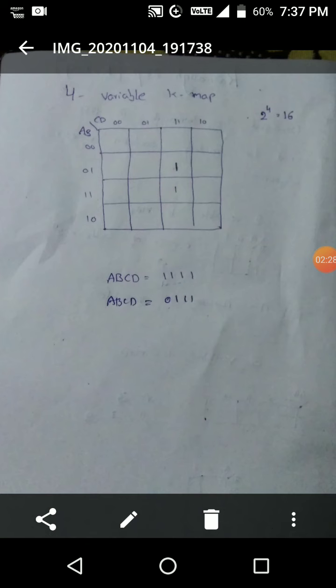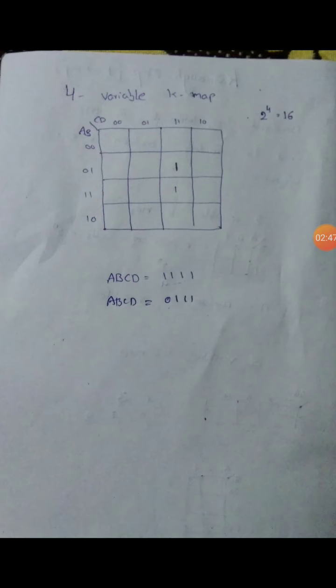For the four variable K map, we have n equal to 4, and 2 power 4 equals 16. Here the 4 variables are AB and CD. AB is represented on the column side with the combinations 0 0, 0 1, 1 1 and 1 0. CD is represented on the row side with the combinations 0 0, 0 1, 1 1 and 1 0. Suppose we are identifying ABCD with the four ones, 1 1 1 1.